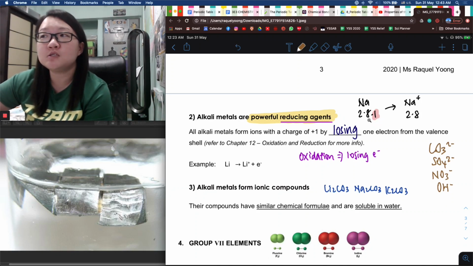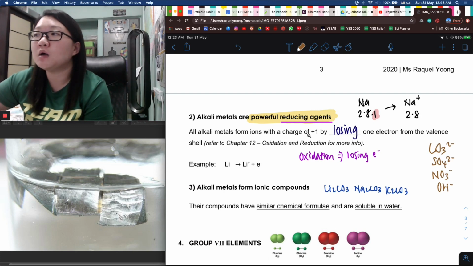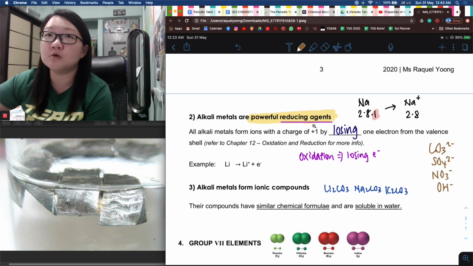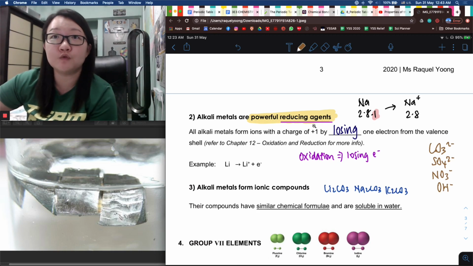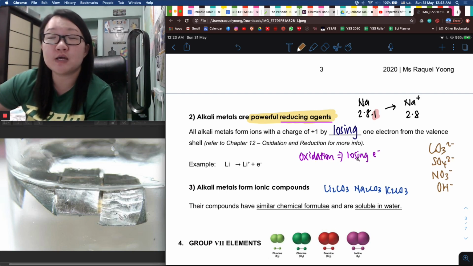So sodium, for instance, in order to achieve that stable octet electronic configuration, will lose this one valence electron to form sodium cation Na+, which has an electronic configuration of 2.8. Okay, so now it's very stable. So this is what you know so far. Okay, so we can say that alkali metals are powerful reducing agents. This part you will understand more fully when we come to Sec 4 and we learn redox. But for now, just know that this is an oxidation reaction because electrons are being lost.